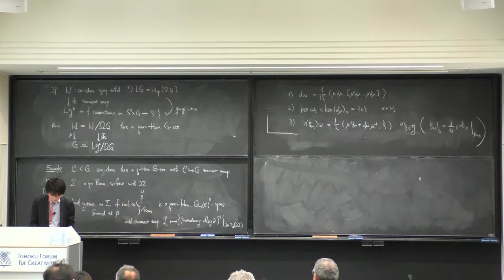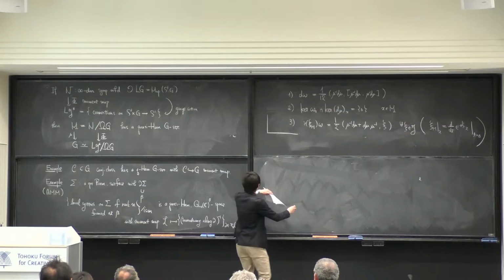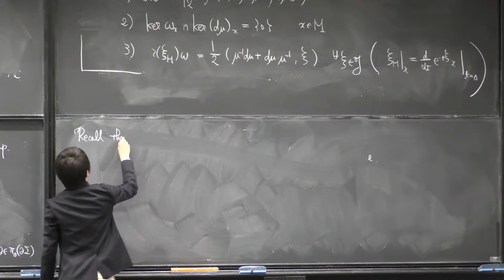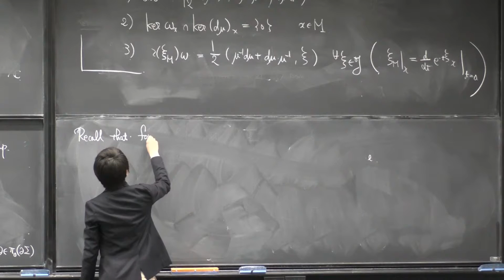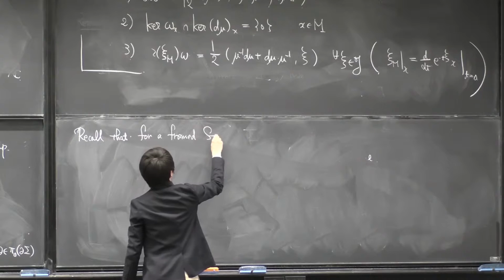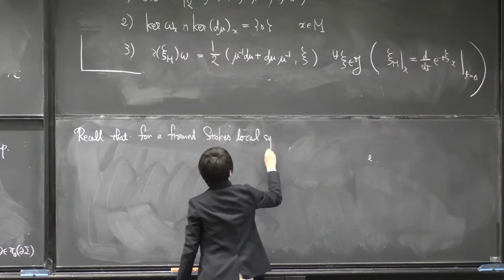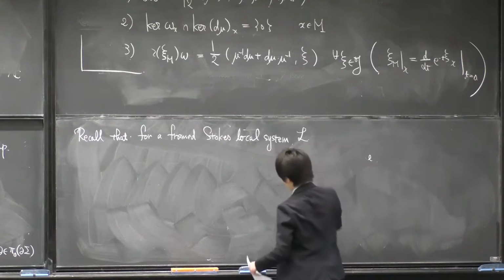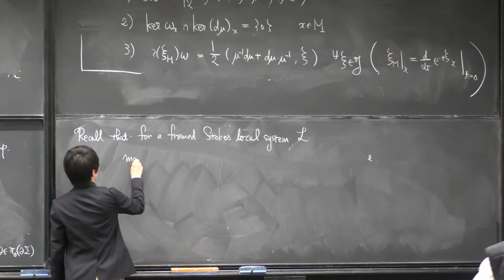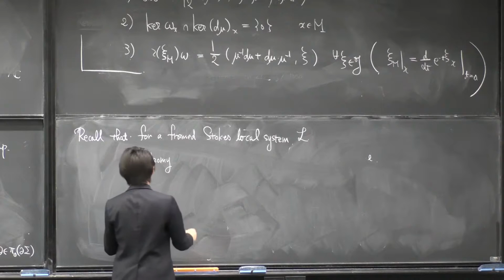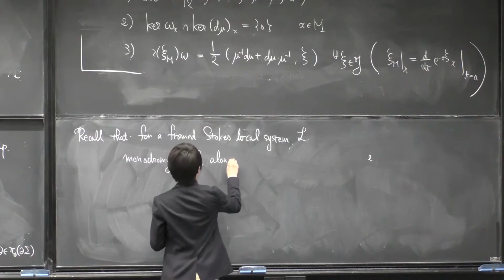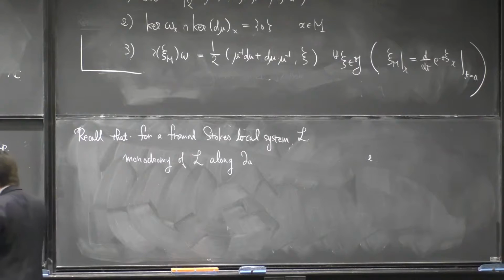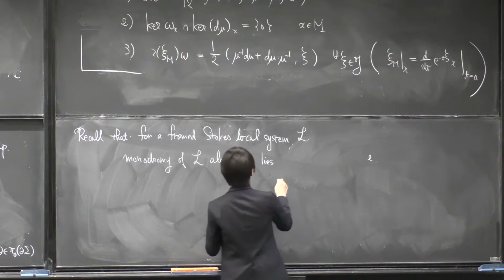But recall that for a framed Stokes local system, if we consider the monodromy along the circle of directions emanating from a marked point A, it lies in the following set.